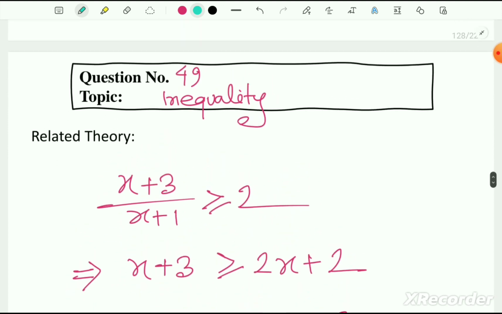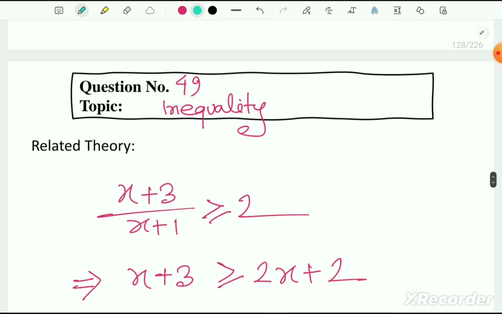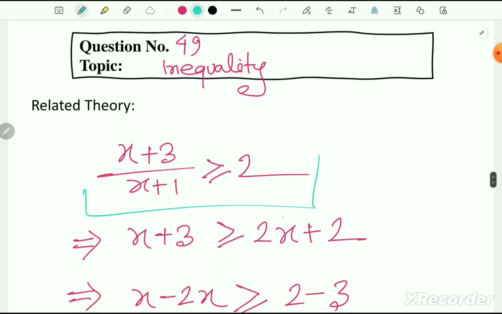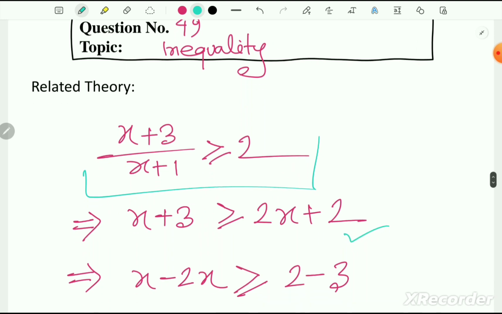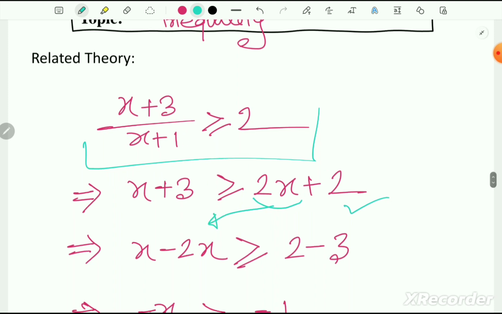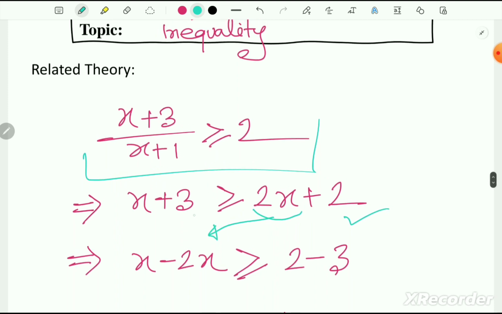Okay, so we can simply do it. This is the given inequality. We can bring x plus 1 to the right hand side and then multiply by 2. It gives us this. Then simply we can bring the variable to one side. In this case, x I bring to the left hand side, and the constant term 3 I bring to the right hand side.